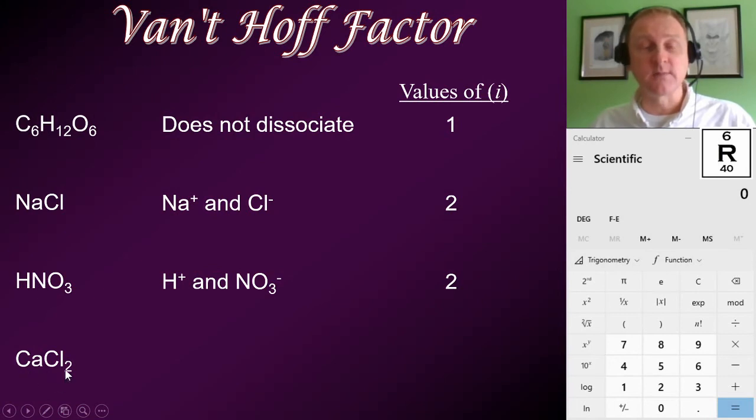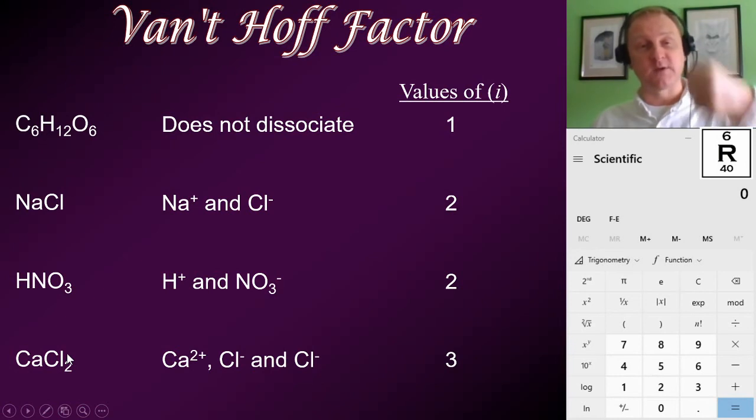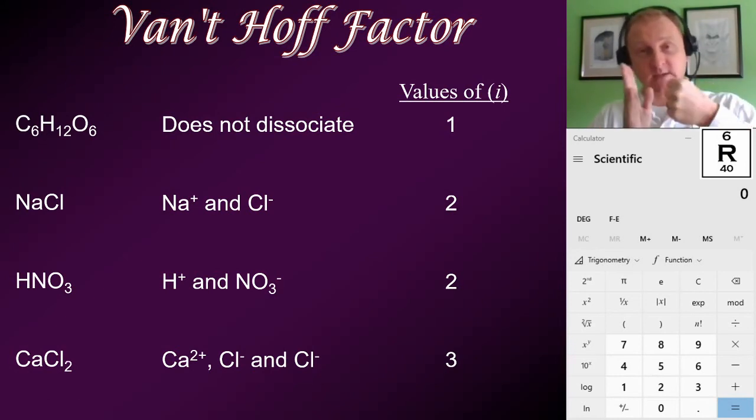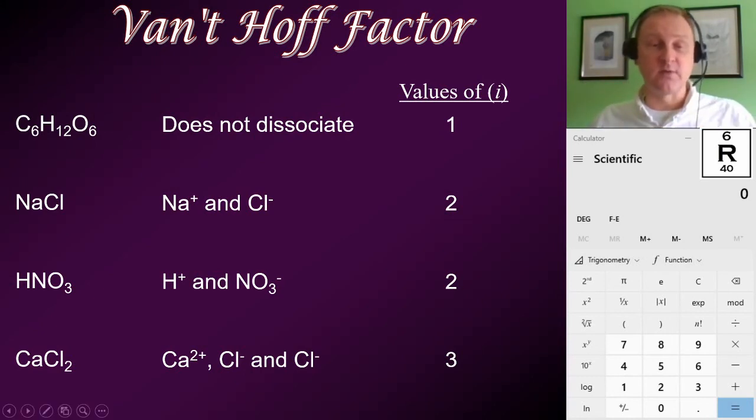This is calcium chloride. When you put calcium chloride in water, you're going to get 1 calcium, but you're going to get 2 chlorines. Those chlorines will break apart. So remember, with ionic compounds, you have the cation, which is calcium, which has a +2, and then you've got 2 chlorides associated with it. So if you put 1 calcium chloride in water, you're going to get 3 pieces, and therefore it has a Van't Hoff factor of 3.